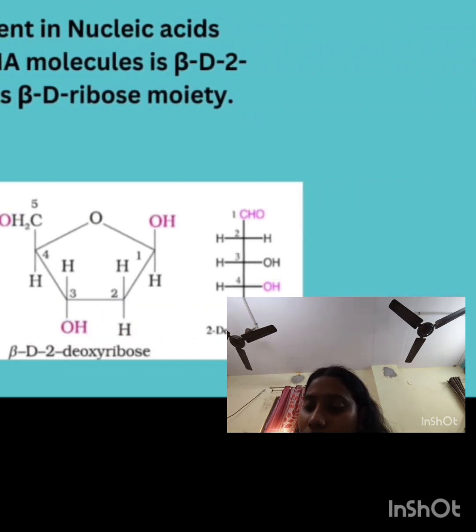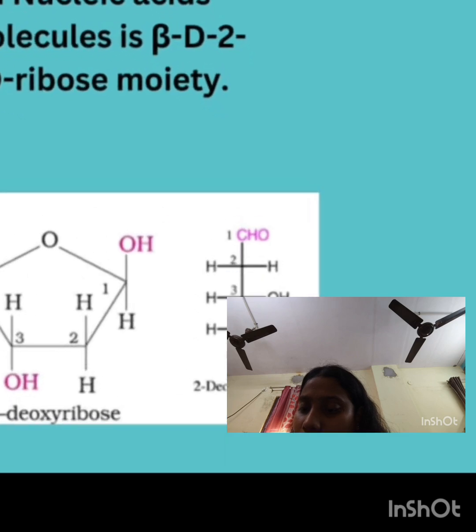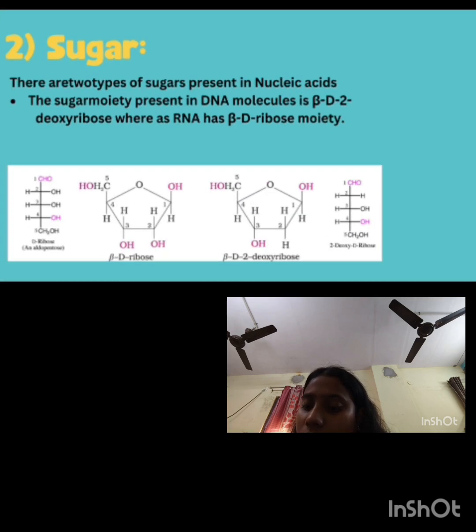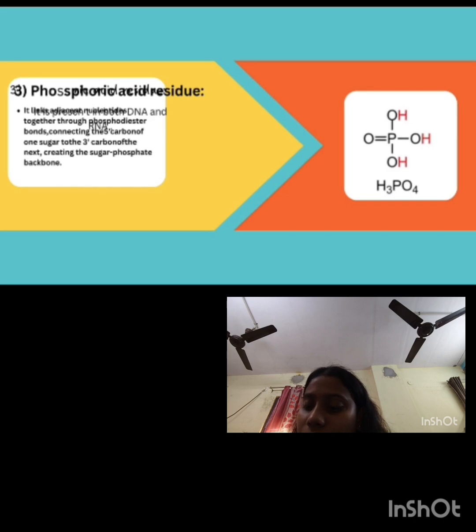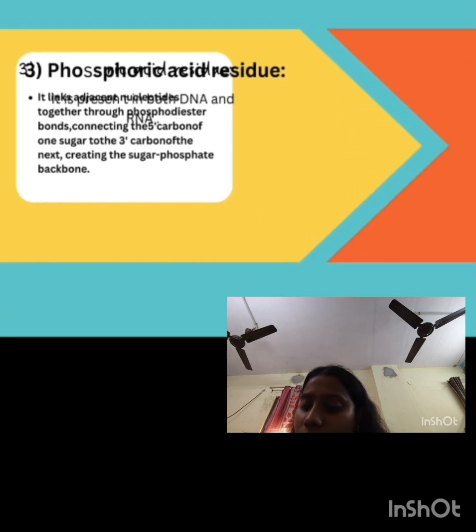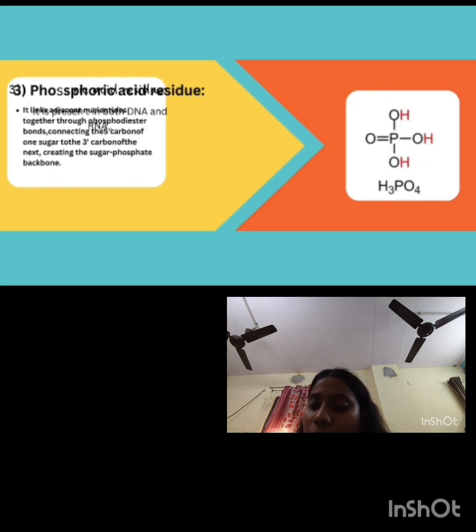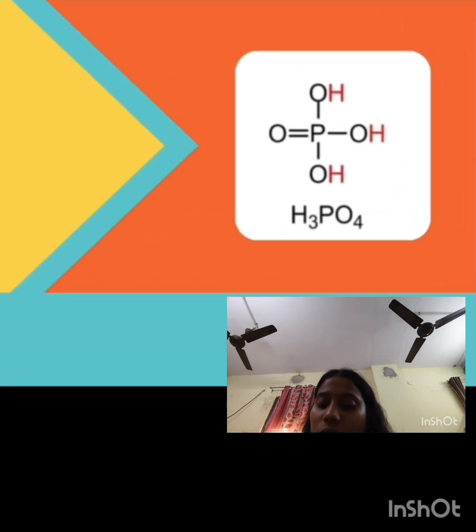Now I'm going to phosphoric acid residue. It links adjacent nucleotides in DNA together through phosphodiester bonds, connecting the carbon of one sugar to the third carbon of the next, creating the sugar phosphate bond. We have the structure of H3PO4, with phosphorus attached to three hydroxyl groups and one double-bonded oxygen.